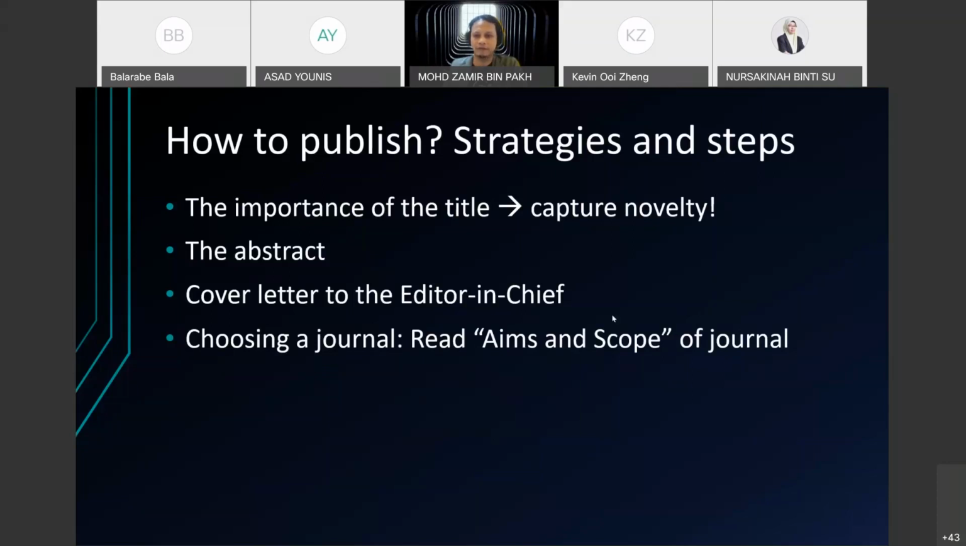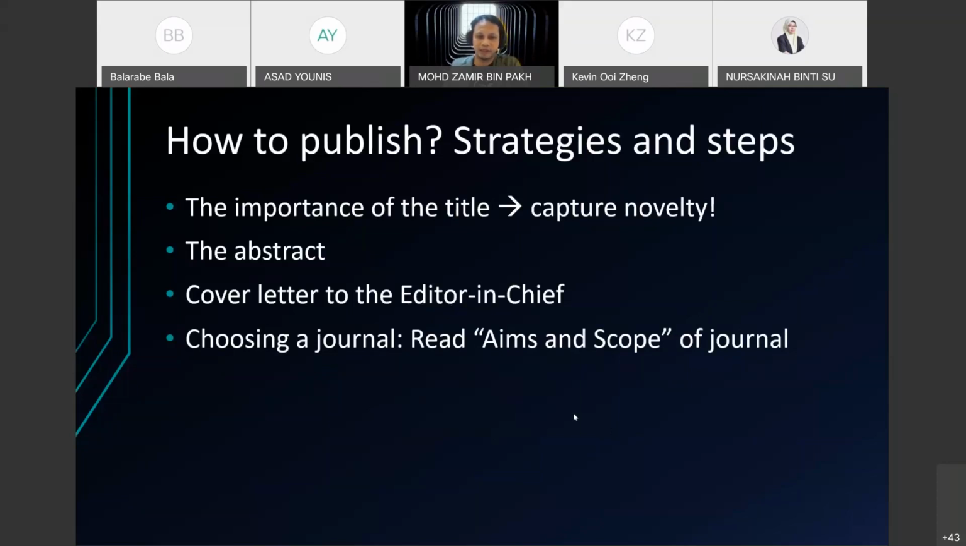Abstract, cover letter is equally important, because you need to address what is new in your work, what is your contribution in the work, why is it significant, why do we have to publish your papers, right? So you need to justify those points in your cover letter.